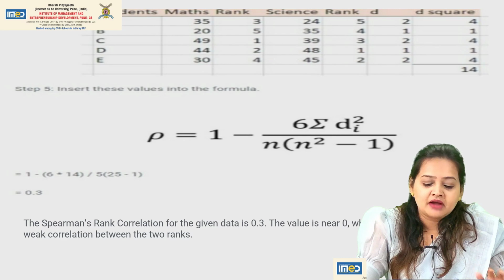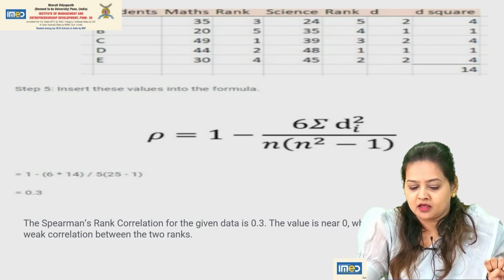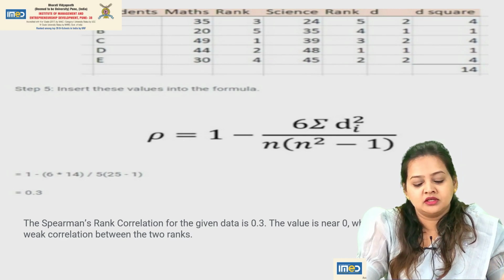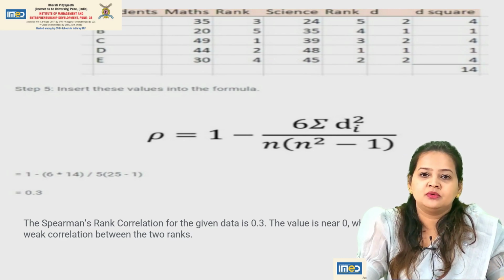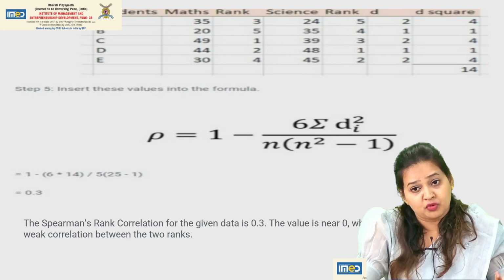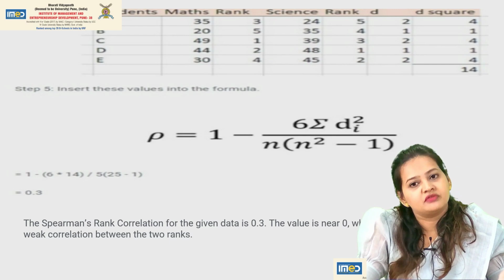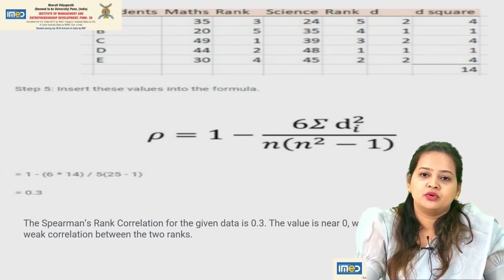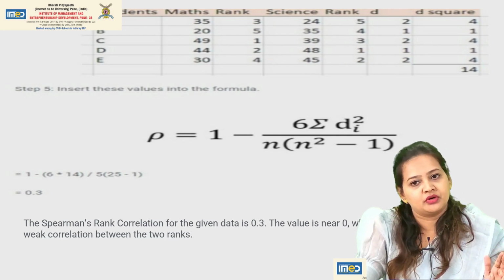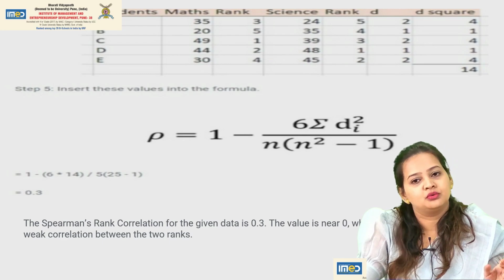Now, you have to tell me whether it is weakly correlated, moderately correlated or strongly correlated. Yes, correct. Since the value is near 0, lying between 0 and 0.5, it indicates definitely a positive correlation, but whether it is weak, moderate or strong? Since the value is between 0 and 0.5, we are getting 0.3, and hence we can say that there is a weak correlation between the two ranks.